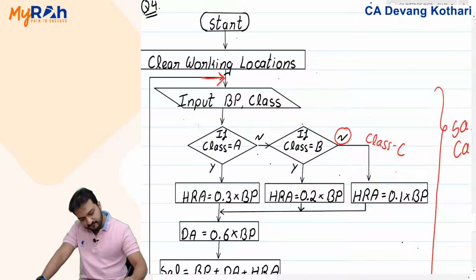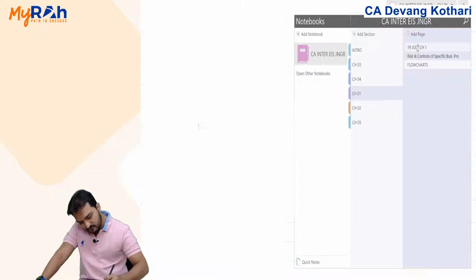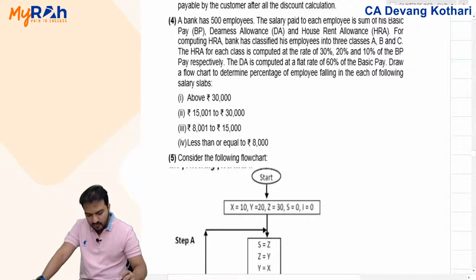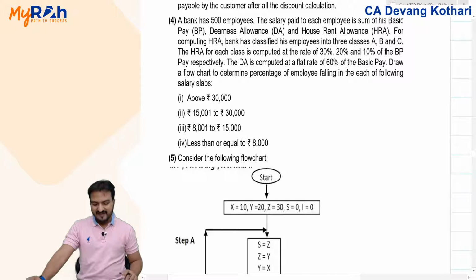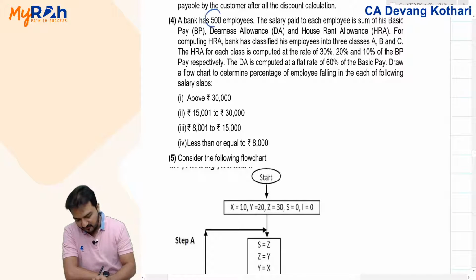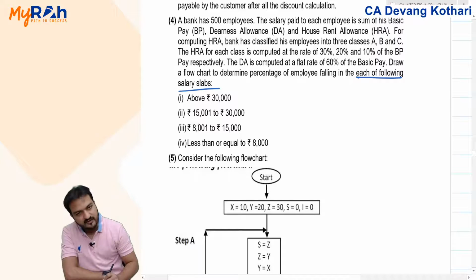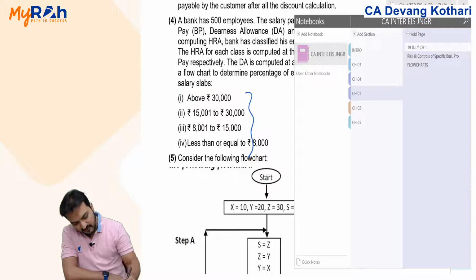Question 4. Question 4 was regarding salary related software, where a bank has 500 employees and you are supposed to make some calculation pertaining to salary. It involved calculating the salary with basic pay, DNS allowance and HRA. Plus after calculating salary, they wanted you to classify the employees in these particular salary slabs. So I'll show you the diagram directly then.